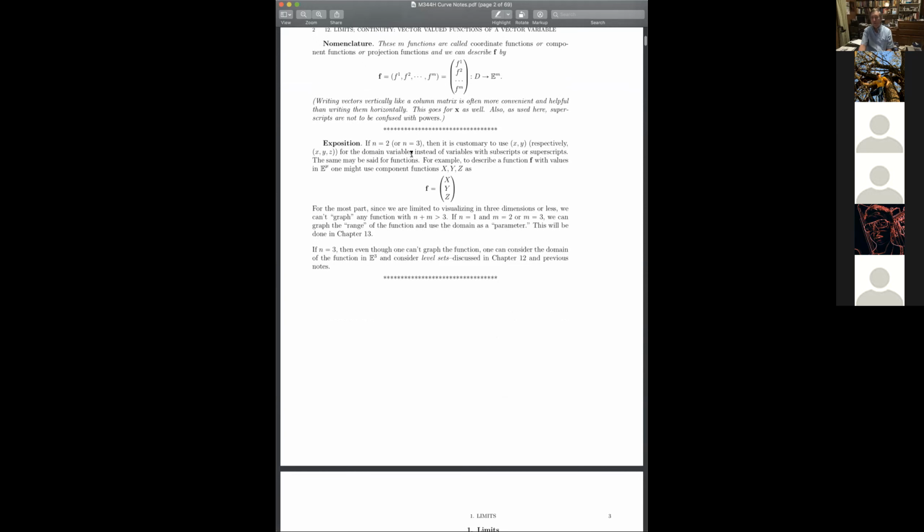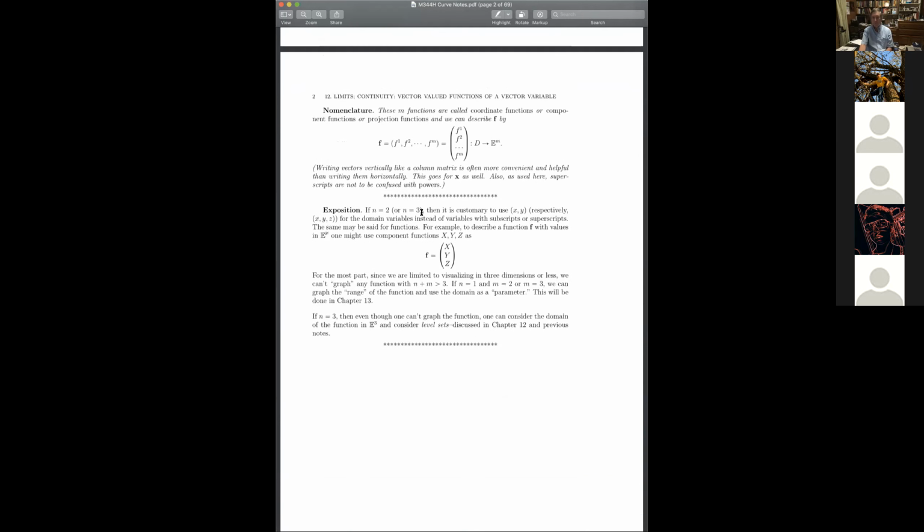Now, if n is 2 or 3, we usually use x, y, and z instead of 1, 2, and 3. Or in the case of 2 dimensions, we usually just use x, y. And these are the cases where we can think about graphing. Now, let me give you a general overview. When you go from one dimension to m dimensions, that's when we are studying curves.